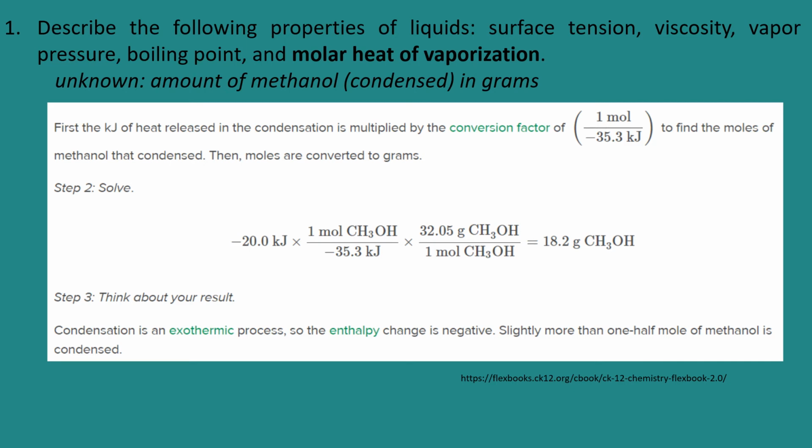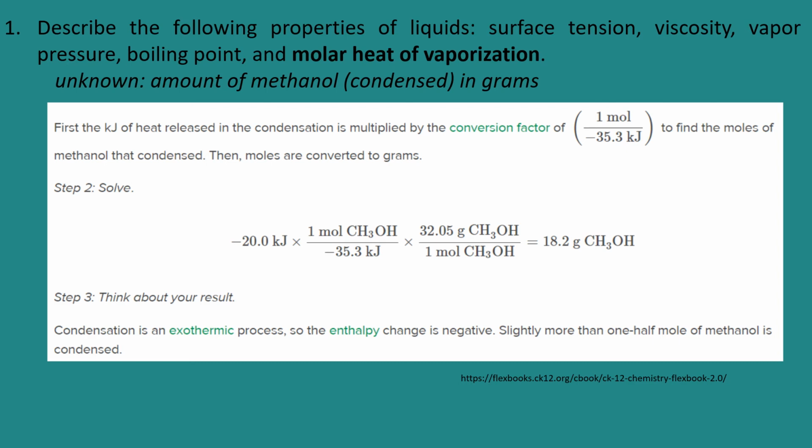First, we need to remember that the kilojoules of heat released in the condensation should be multiplied by the conversion factor of 1 mole over negative 35.3 kilojoules to find the moles of methanol condensed. So it's just a simple dimensional analysis. We will start with the amount of heat released. It's negative since it's released. So it's negative 20.0 kilojoules times the conversion factor of 1 mole of methanol, which is releasing negative 35.3 kilojoules.